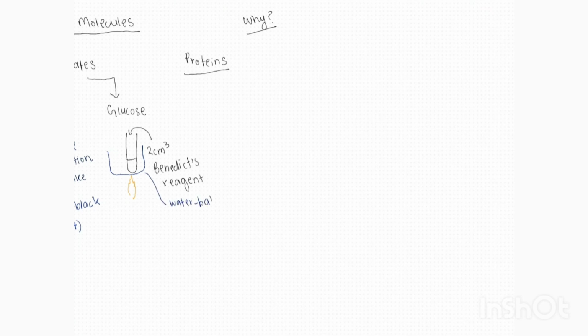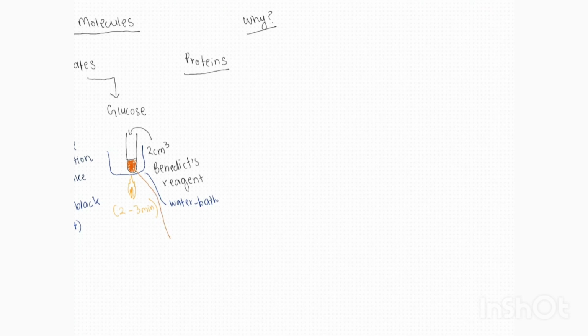Let's write that down. You needed a water bath. So you add 2 cubic centimeters of Benedict's reagent to your sample, then you heat it for 2 to 3 minutes in this boiling water bath. And if the color changes to brick red or orange, that means that it tests positive for glucose, meaning that glucose was present in this sample.